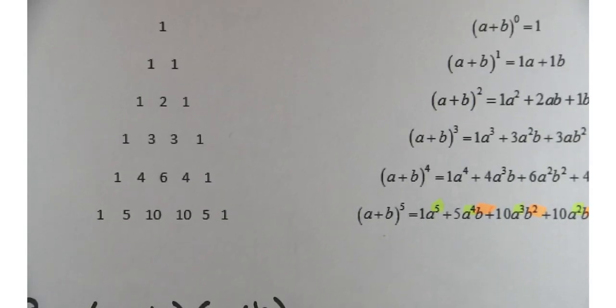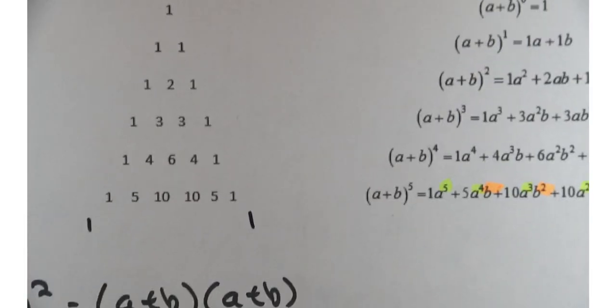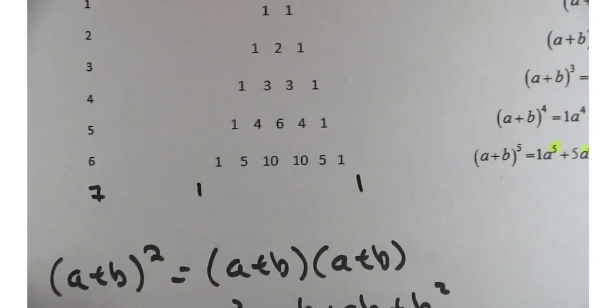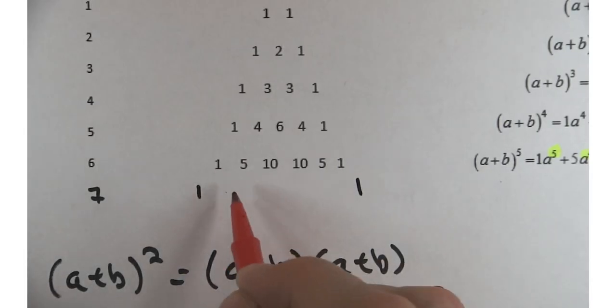So, the big question is, well, how do I get these levels of Pascal's triangle? To get the next level, what you're going to do is put a 1 on the outside of each of these. And how about the numbers in between? How do you think I'm going to get those? Like, for instance, what should I put right here?